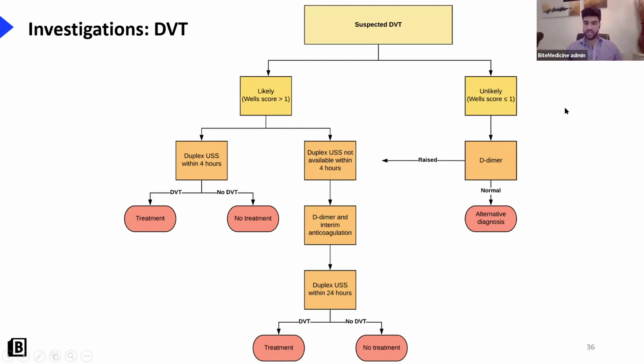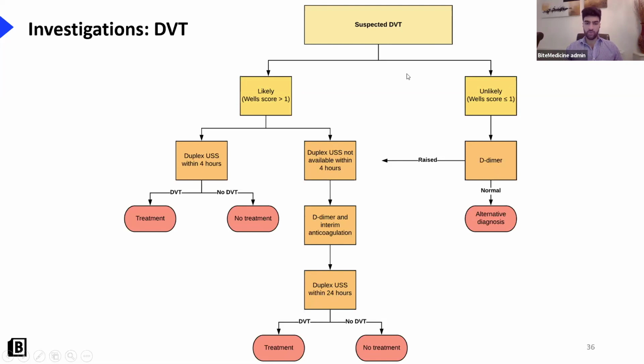If they are on this unlikely side of the algorithm, where it's unlikely that they have a DVT, you measure the D-dimer. If the D-dimer is normal, you need to think about alternative diagnoses. If the D-dimer is raised, then you go back into this pathway here of doing the ultrasound within 4 hours, okay? And if it's not available within 4 hours, then you go along this limb of the algorithm.